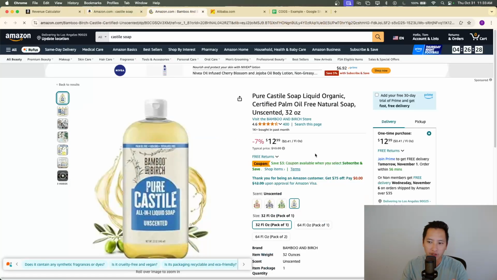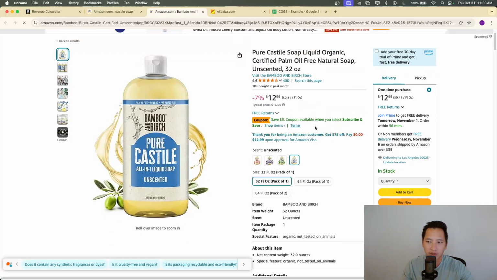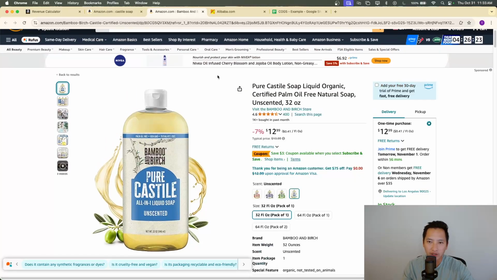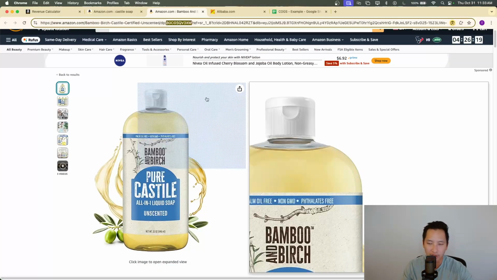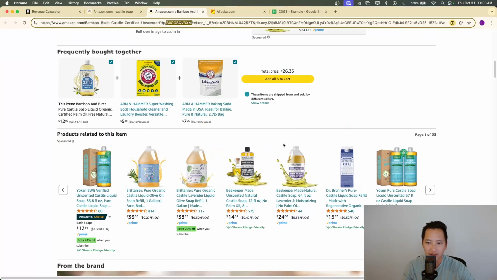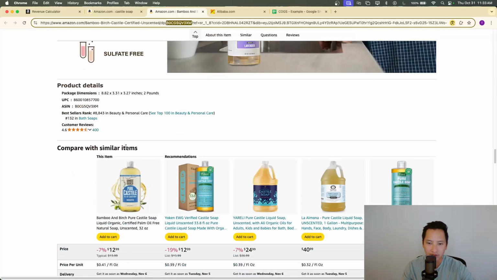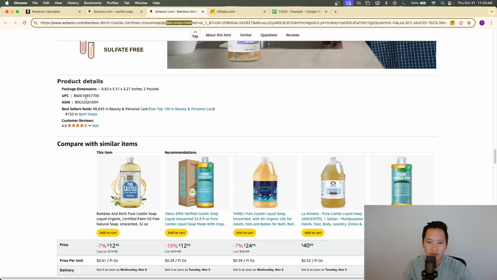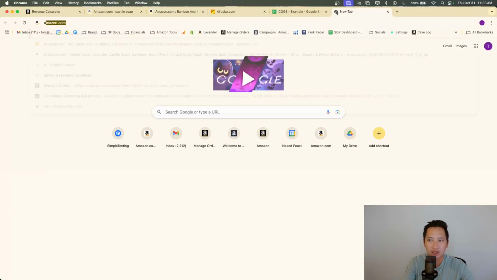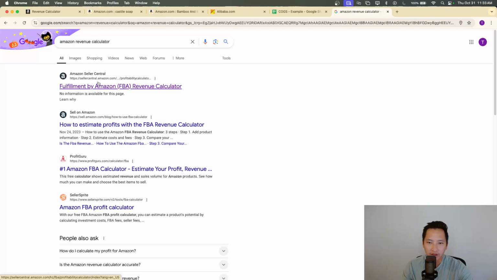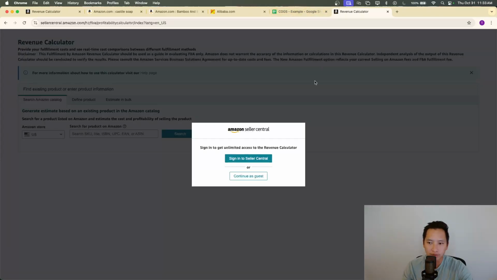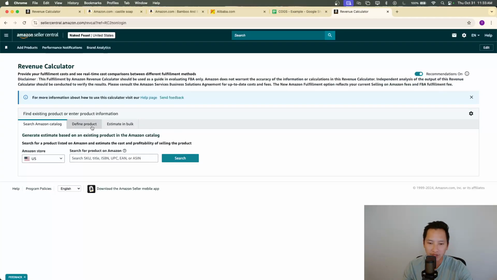So if you look here, here's the ASIN, here's the product. And what we're going to do is just take this ASIN identification number in the URL. You can also find it down here on the product detail page. And then what you want to do is type in Amazon Revenue Calculator into Google. And you'll find this neat tool that Amazon gives you, and sign in.